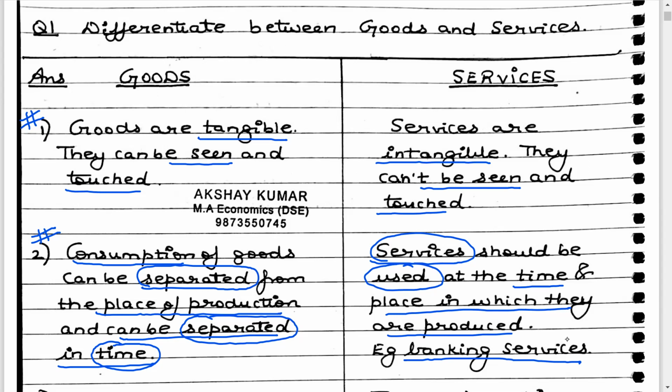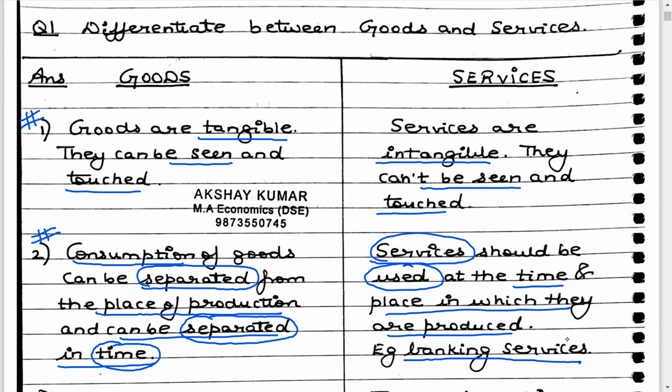And another thing is, in case of goods, you can separate them on the basis of time. That means a good which is produced today might be consumed tomorrow or even the day after. On the other hand, services, when produced, have to be consumed at the same point of time. You cannot separate services on the basis of time. So hoping all students have understood the second point.